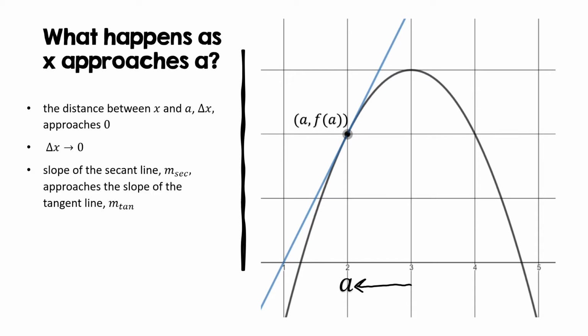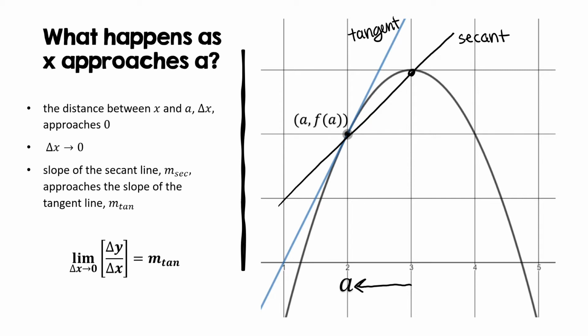We also see that the slope of the secant line, which started off like this, is the slope between 2 points. So this is my secant. It gets closer and closer to the slope of the tangent line. So right now, this blue line is the tangent line at the point a, f of a. So what we can say is that the limit as delta x approaches 0 of the change in y over the change in x, so that's the average rate of change, approaches the slope of the tangent line.